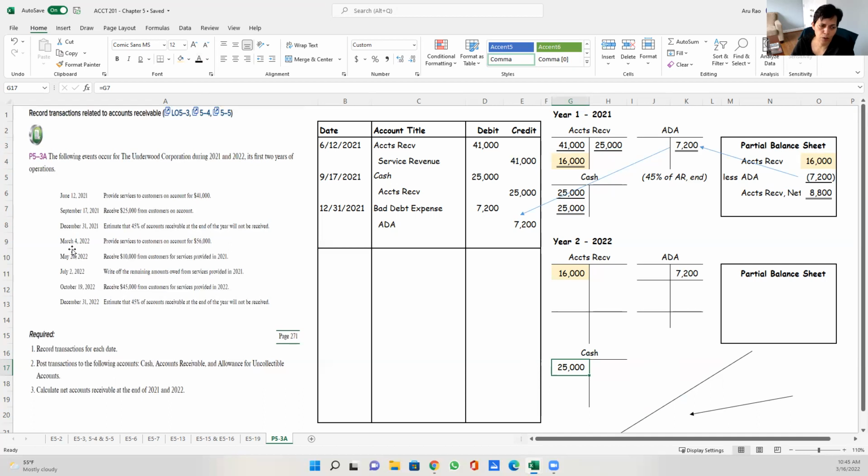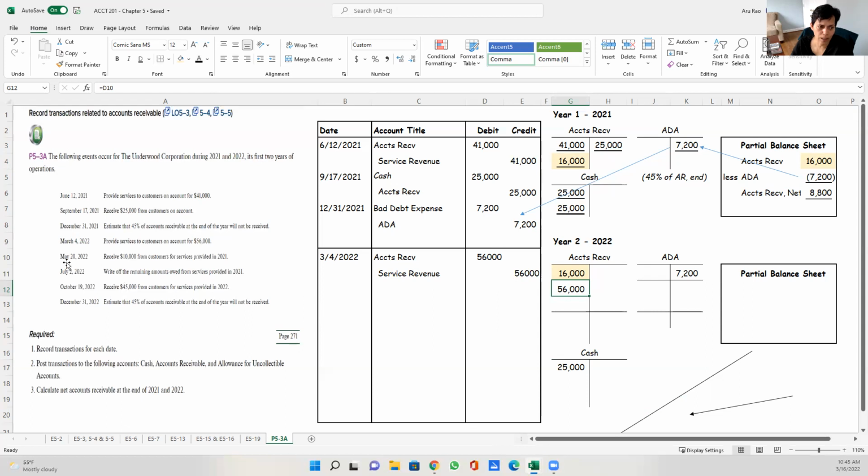On March 4th, we provided services to customers again on account for 56,000. This is fairly easy. We know how to do this journal entry. It's very similar to this one. It's accounts receivable debit and service revenue credit. And the dollar amount is 56,000. So accounts receivable on the debit side, we have 56,000. And service revenue is credit. We don't have a T account for that, so let's not worry.